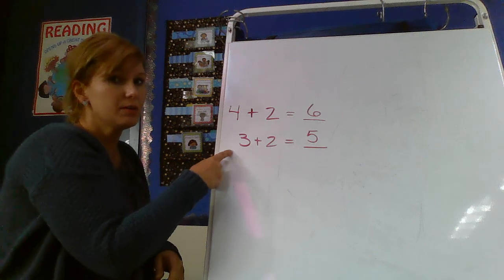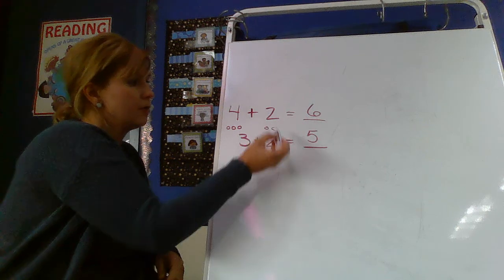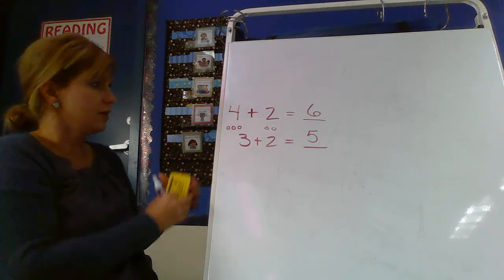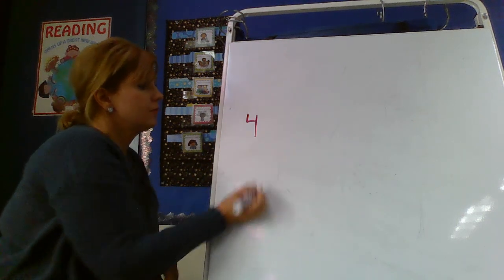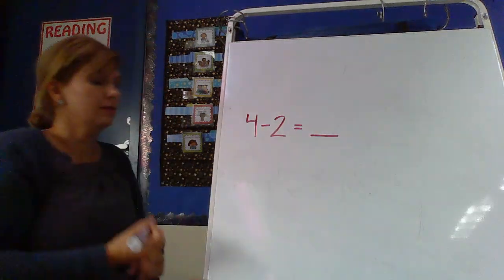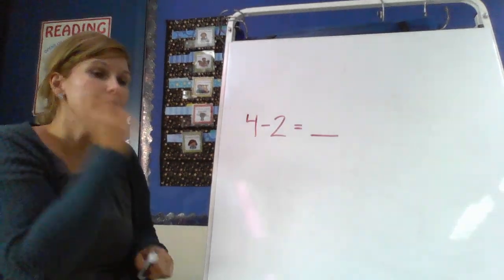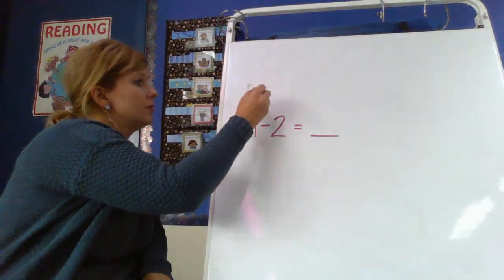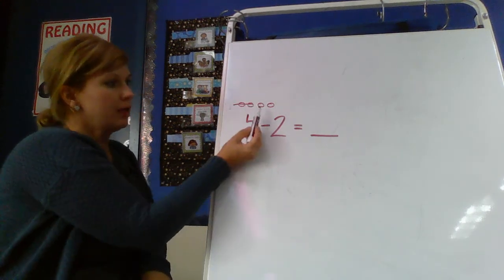We can double check it with a circle drawing. Here's my 3, here's my 2, and I can go back and count 3, 4, 5. When we're subtracting 2, it's going to get smaller by 2. Let's look at this equation. 4 minus 2 equals blank. If I can't think of the number that's 2 smaller than 4 off the top of my head, I can draw a circle drawing. So start with 4. 1, 2, 3, 4. Take away 2. 1, 2, and I'm left with 2.